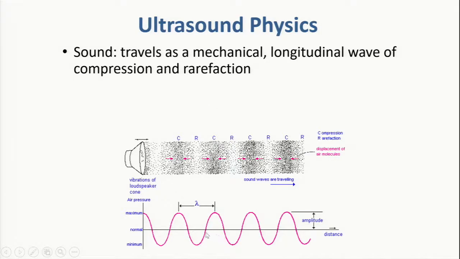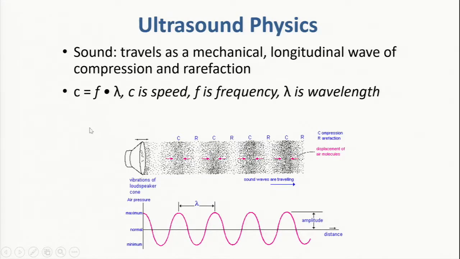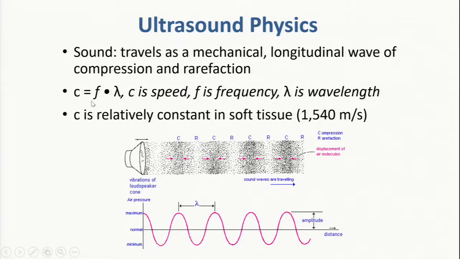And like other waves, it's got a wavelength and a frequency. And the frequency is how fast it goes up and down. And then there's the wave equation that many of you have seen before. It says that the speed is equal to the product of frequency times the wavelength. The important thing to mention is that the speed of sound is relatively constant in soft tissue when you're doing ultrasound of the body, and that it's fast. Specifically, it's 1,540 meters per second. That's nearly 5 times the speed of sound in air.